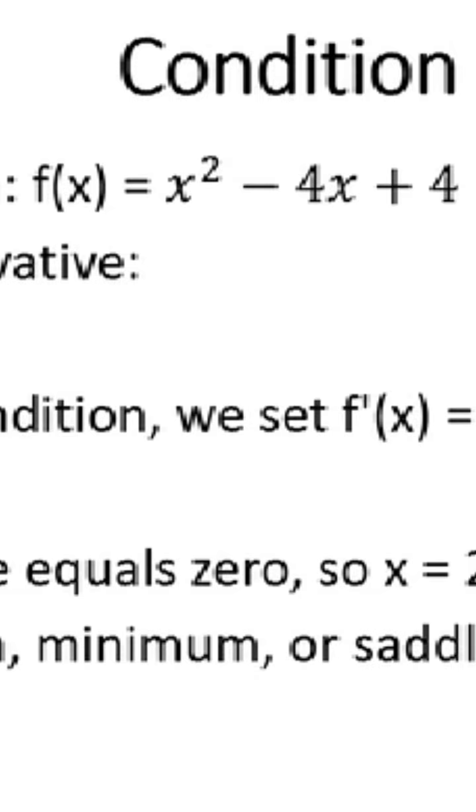So let's take, for example, a function f of x equals x squared minus 4x plus 4. First of all, let's find the first derivative of this function. If we take the first derivative, f prime of x will give us 2x minus 4. That's when we differentiate the function x squared minus 4x plus 4, we get 2x minus 4.